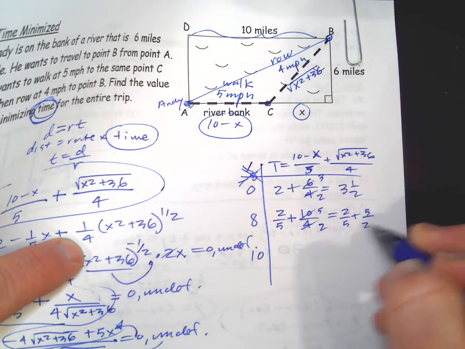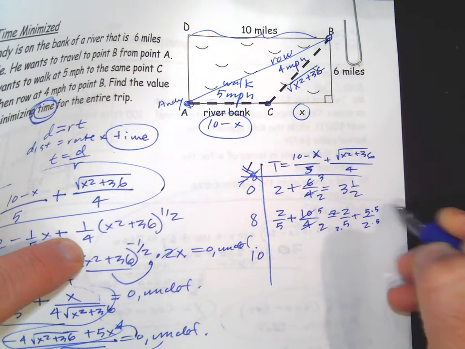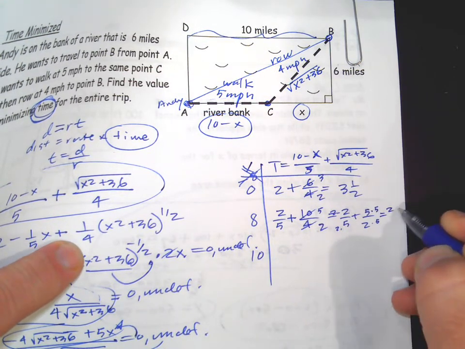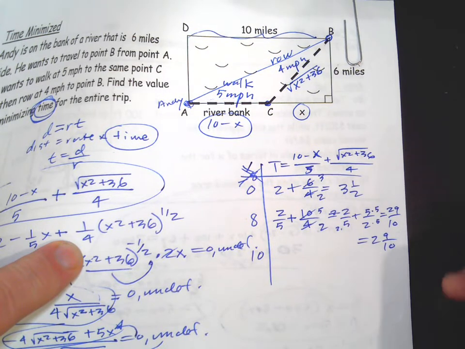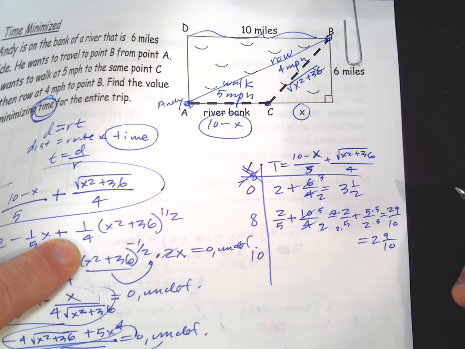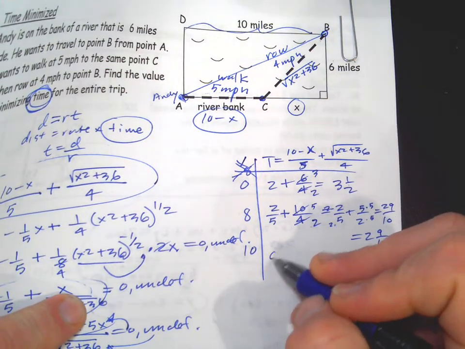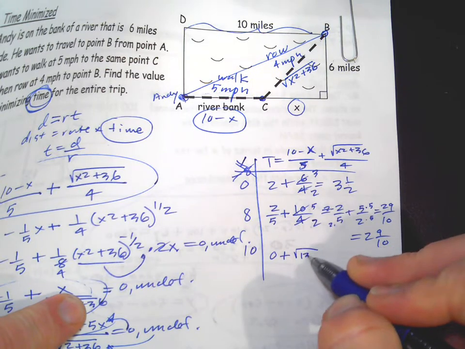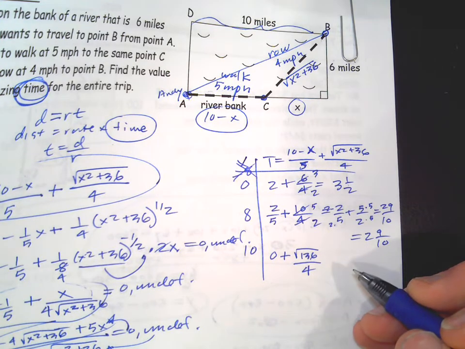We can make these both 10s. And so that would be 29 tenths, or 2.9, which is better than 3 1/2, right? We're looking for a small sum, we're minimizing. Plug 10 in, get 0 plus the square root of 136 over 4. We need to estimate this. Let's see if we can do it without a calculator.